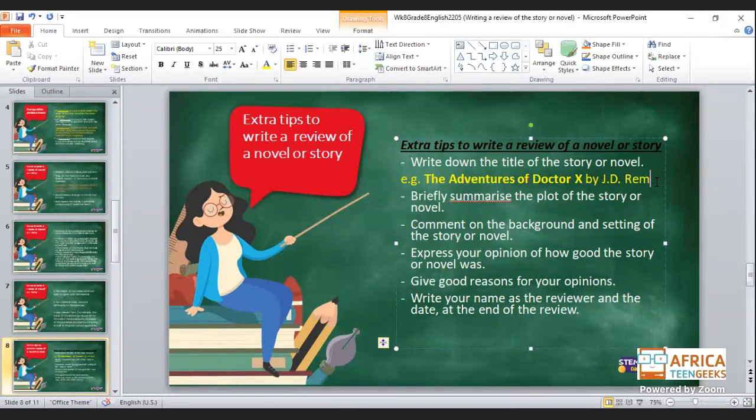So remember that the title of the story or the novel has to be written down, and usually the title of the story does go with the author.